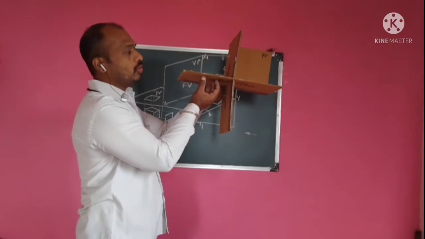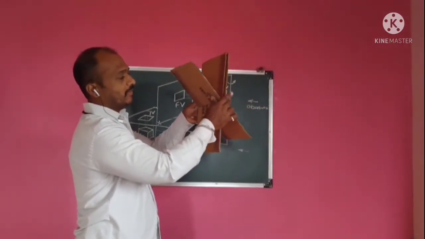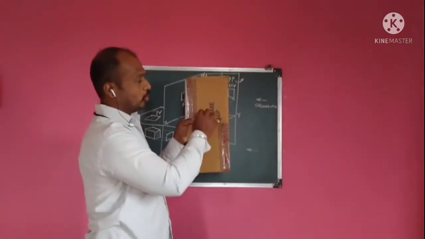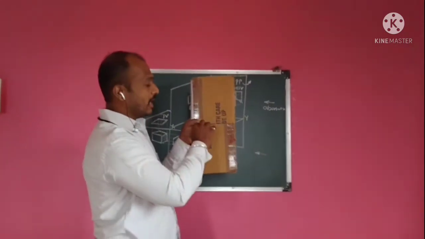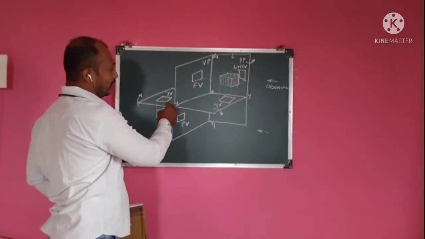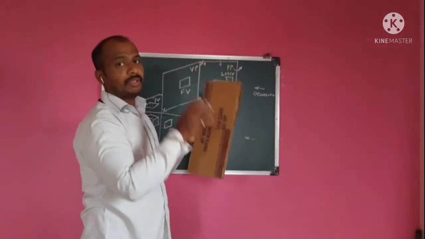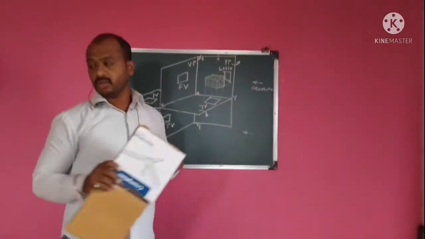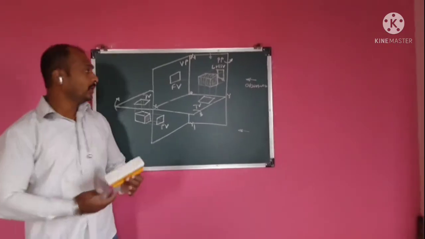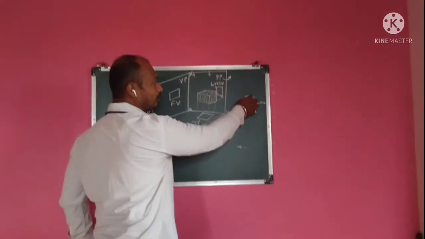And as I told you, this HP is going to rotate by 90 degrees. If I rotate it like this, then the top view will be above the XY line, and the front view will be below the XY line. So here it will be the top view, here it will be the front view in case of this third angle method. Now in the first angle method, see, the observer is here.